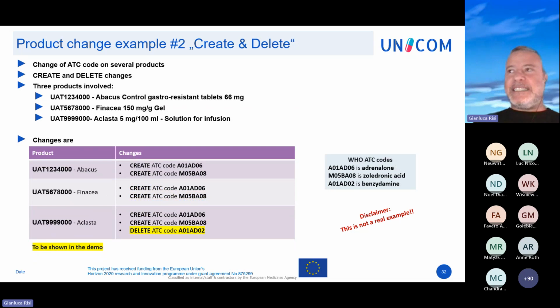And this is the second example that, again, we have several products, we have several types of changes, but one of those changes is a delete change. And in this case, we will see on the live XML document only the delete change. That is the one we have not seen in the other example.